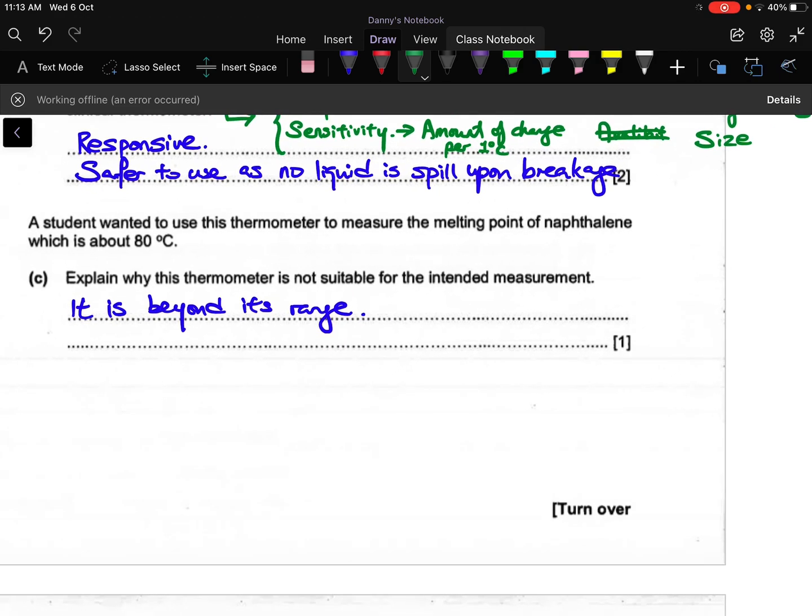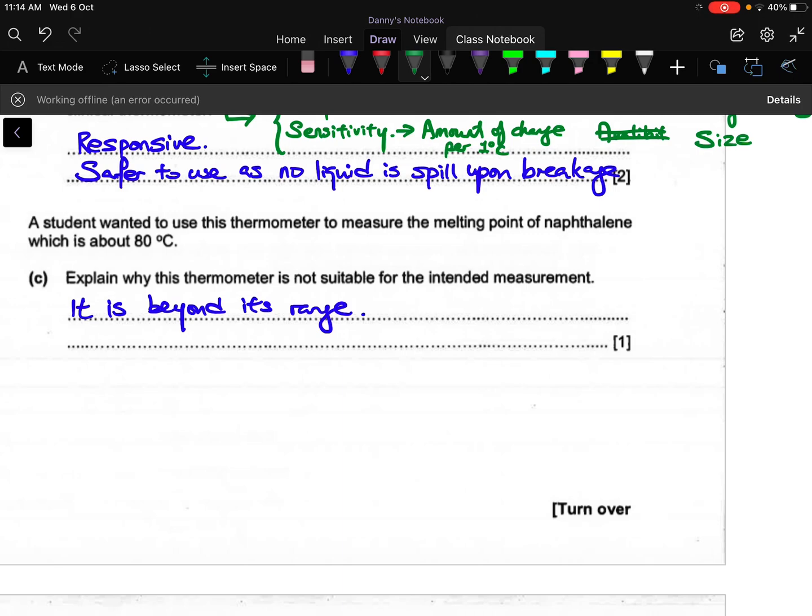Okay, for part C, they try to use this normal body thermometer to measure something at 80 degrees C. So I don't think if your body temperature reaches 80 degrees C, there's still a need for this thermometer. I think a coffin will be more suitable. So why is this thermometer not suitable for measuring 80 degrees C?